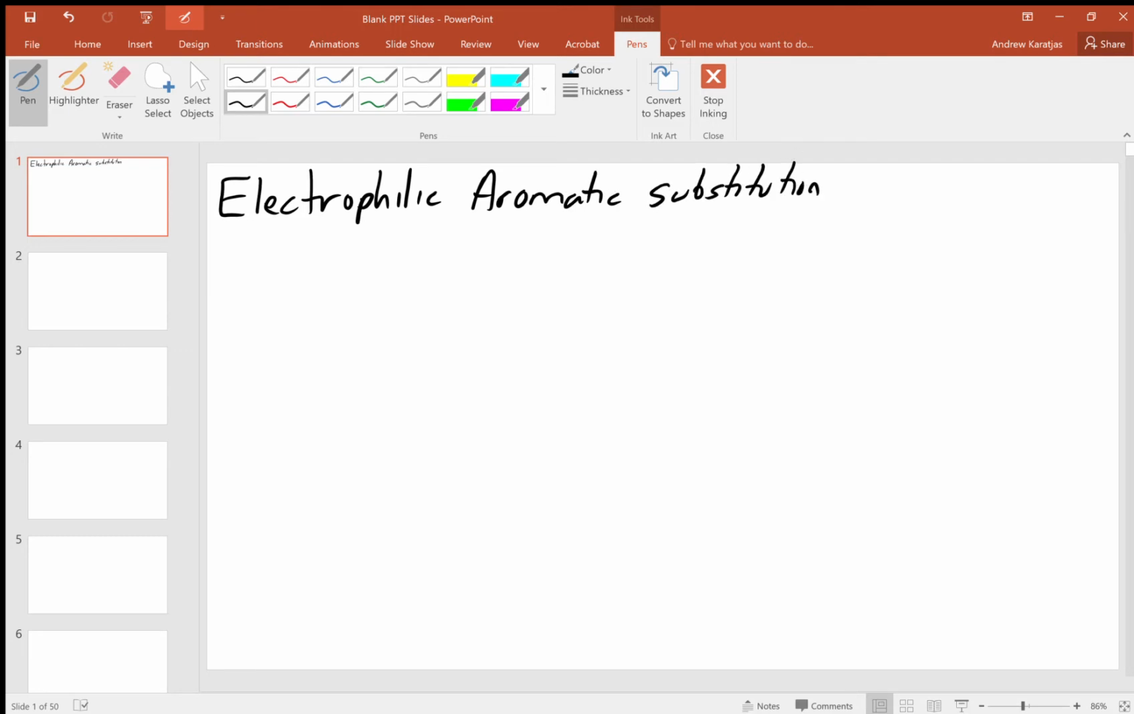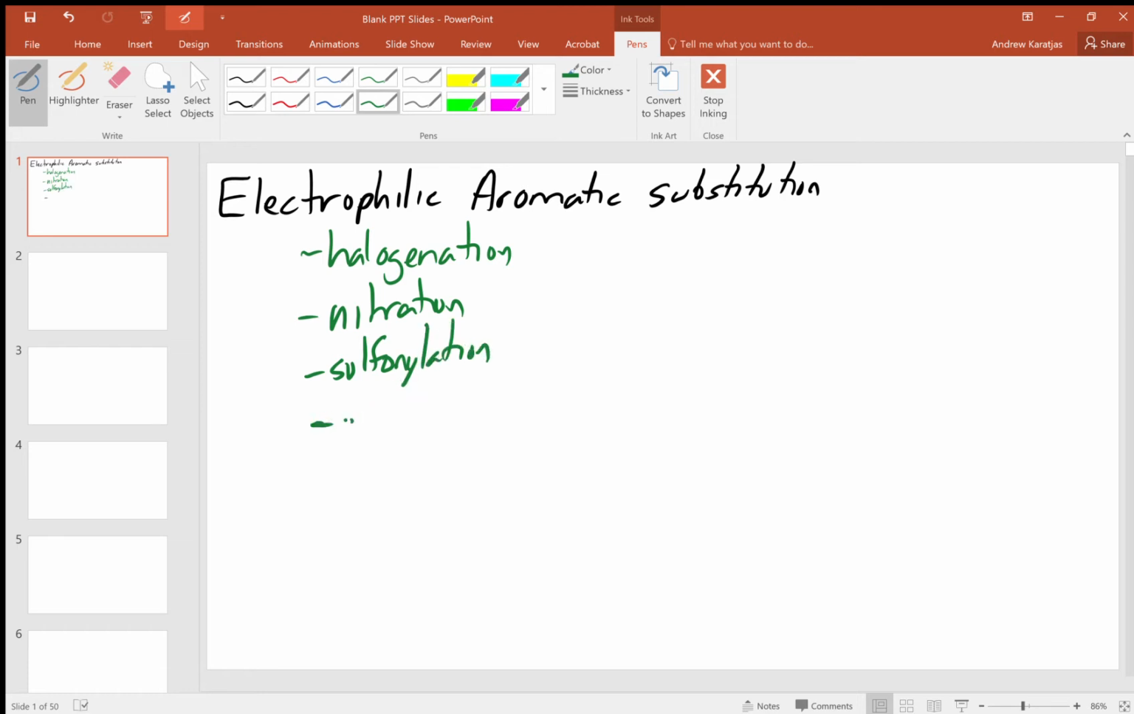And under this category, we're going to look at 5 different reactions. We've got halogenation, nitration, sulfonylation, alkylation, and acylation. And so 2 of these reactions, the bottom 2, are going to let us put carbon groups on there, while the others will allow us to form halogens, nitro groups, and sulfur groups.